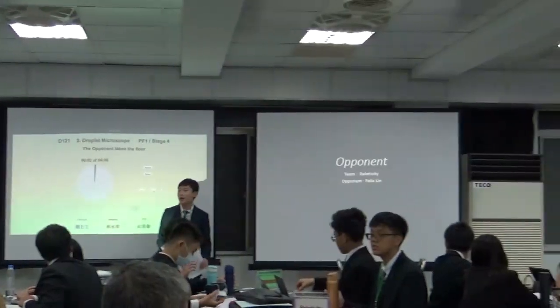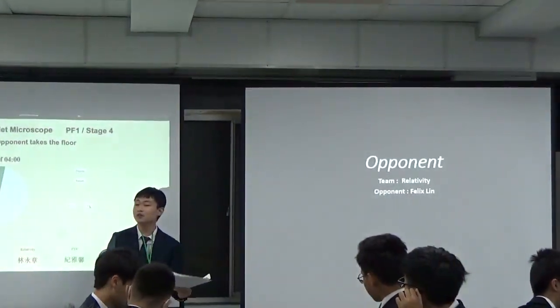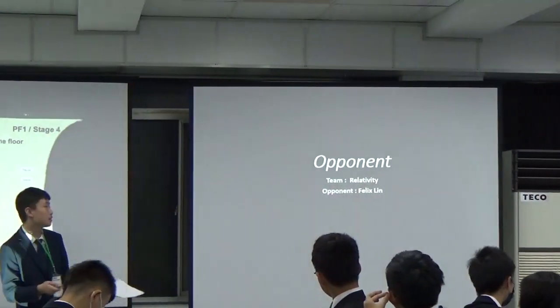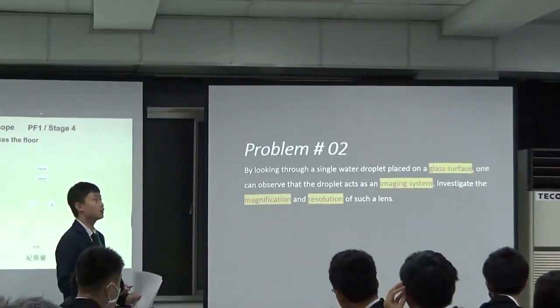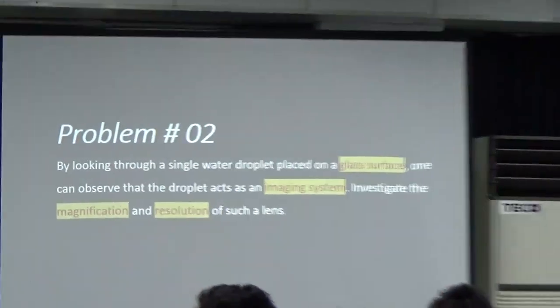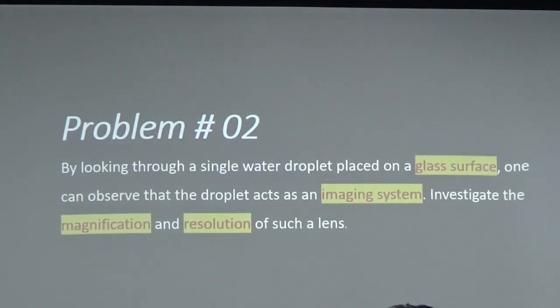Okay, so honorable judges and fellow listeners, I'm the opponent for this problem statement, and I'm from the team Relativity. And here's the problem statement. By looking through a single water droplet placed on a glass surface, you can observe that the droplet acts as an imaging system. So you have to investigate the magnification and resolution of such a lens.